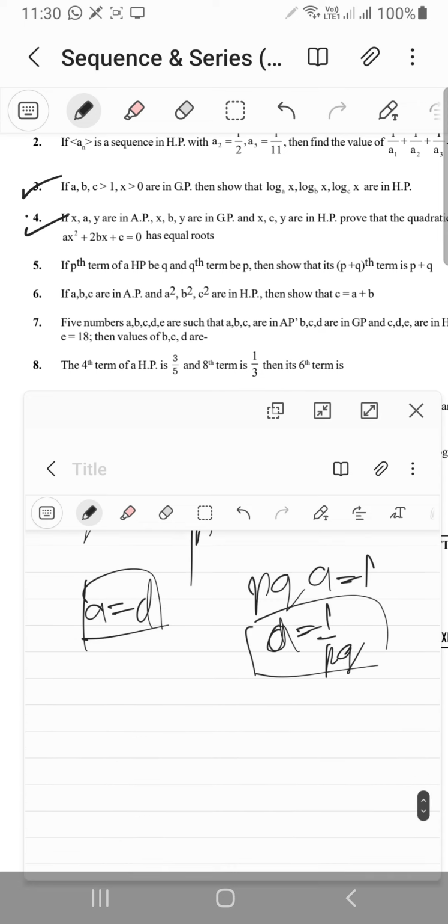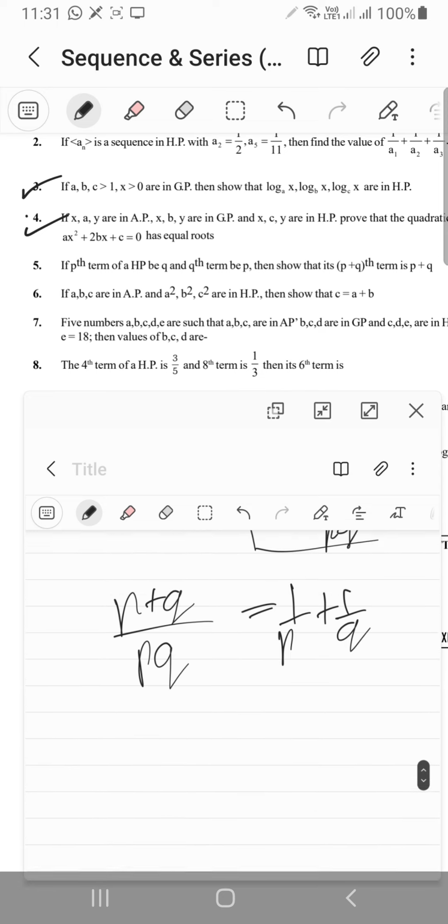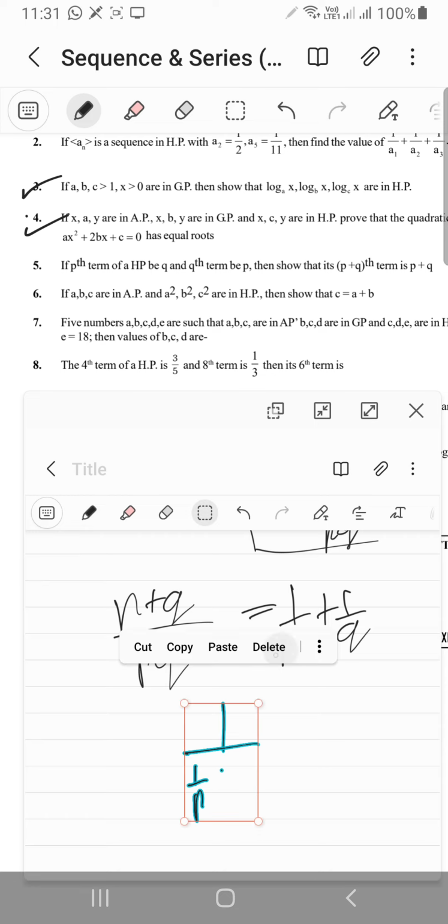Cool. And now we can find what the P plus Q term is. So P plus Q times A, but A is just 1 upon PQ, and this is equal to 1 upon P plus 1 upon Q. That would be for the arithmetic progression, but now you just need to take the reciprocal of that to get the actual harmonic progression. So this will be 1 upon 1 upon P plus 1 upon Q, I mean, yeah, just PQ upon P plus Q.